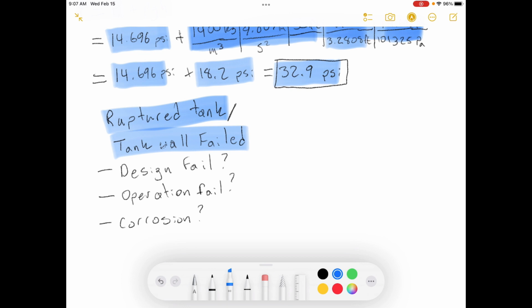Something else that could have happened is, I don't know if they have other industrial equipment that was being operated next to the tank, but let's say somebody's driving a forklift and they slash the tank with the forklift by accident, and then all of a sudden you have all that 32.9 psi of pressure spilling out of the tank very rapidly. So those are some potential design or operation failures that could have caused the accident to happen.